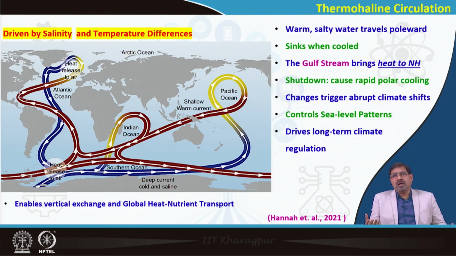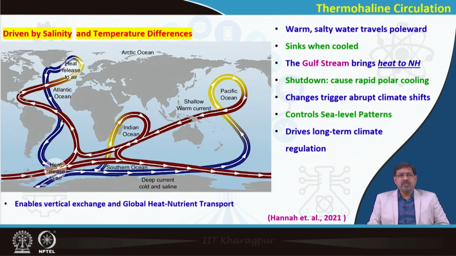This warm water also carries salty water that travels poleward from the equator, and it sinks when it cools. That means it loses heat there and sinks. The Gulf Stream brings heat to the northern hemisphere, and thereby it can trigger abrupt climate shifts. It controls sea level patterns and drives long term climate regulation. Friends, this enables vertical exchange and global heat exchange in terms of nutrient transport.